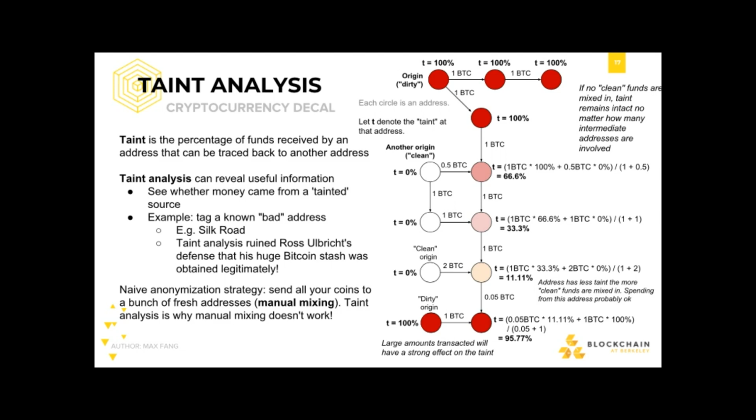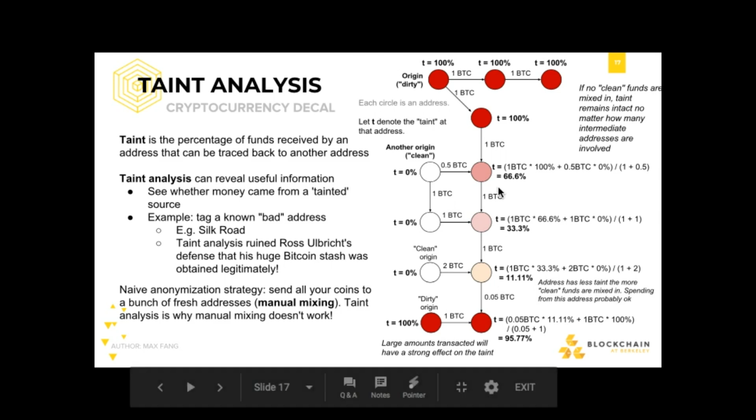And this is what happened with Silk Road. So Ross Ulbricht, who is the founder of Silk Road, basically ran into this issue where all his funds were directly sent from his Silk Road account to his private account. No mixing, no any sort of intermediate thing. So it's just like this horizontal send.